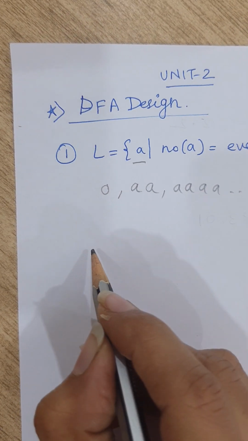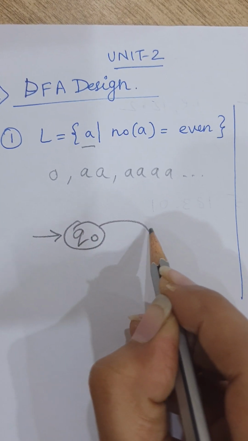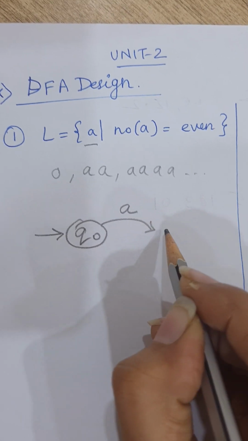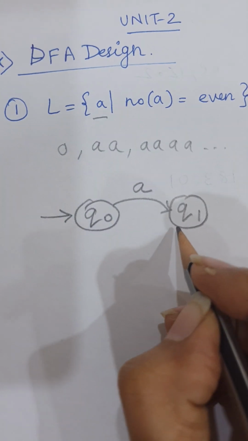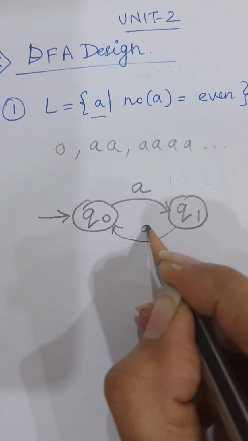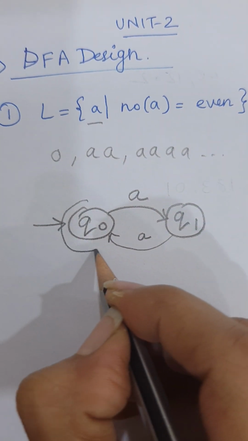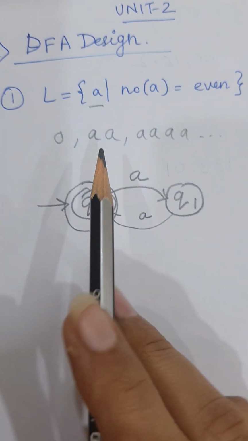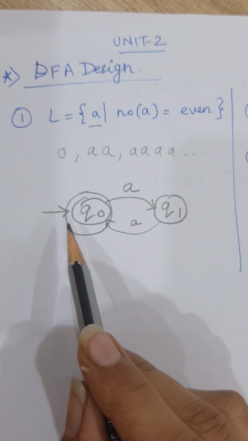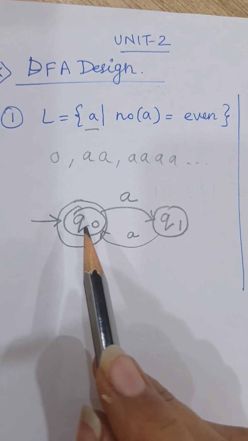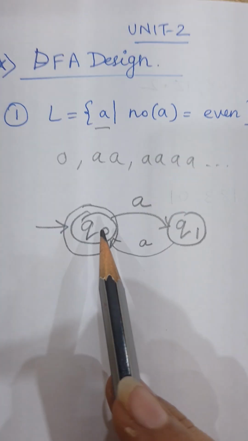So for this design, we start with the state Q0, and as soon as we receive one A, we go to the Q1 state. Then Q1 will also receive A and we get back to Q0. Since I have to accept zero A's also, this Q0 will be my initial state as well as my final state. So if there is nothing in the input, then this will be the final state.